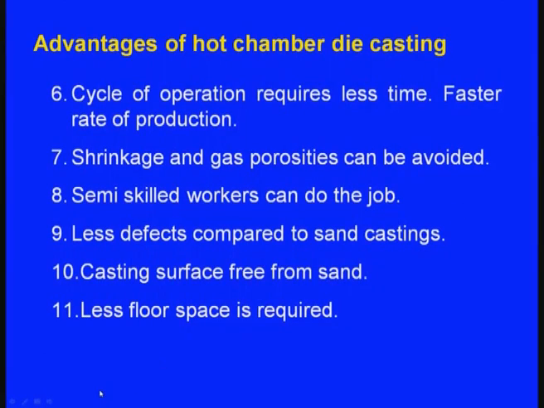Less floor space is required. In the case of the sand casting process, there will be a pattern shop for making the pattern. There will be a molding shop for making the sand mould. There will be a melting shop. There will be a fettling shop. There will be a machining shop. Likewise, so many shops will be there, and the casting industry requires large space. Whereas in the case of the hot chamber die casting, very less space is required.